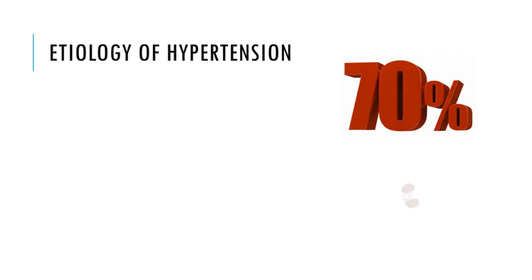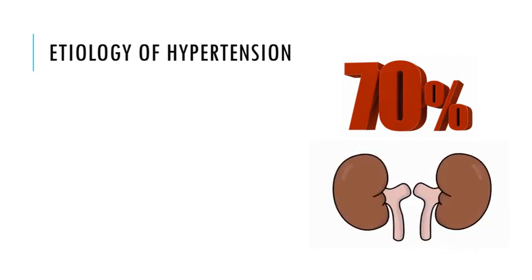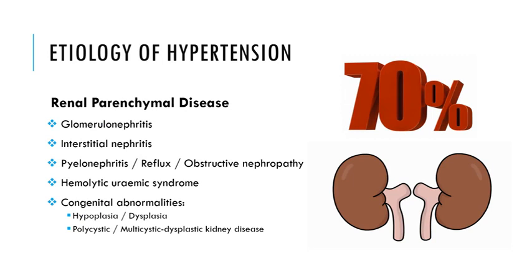So now we need to look at the cause of hypertension. In children under 10, our causes differ significantly from those in adults. In adults, most of the time it's lifestyle, things that will contribute to hypertension or essential hypertension. But in children under the age of 10, the cause of hypertension is usually secondary until proven otherwise. And the first place you need to look is the kidneys. 70% of cases of hypertension in pediatrics have their etiology in the kidneys.